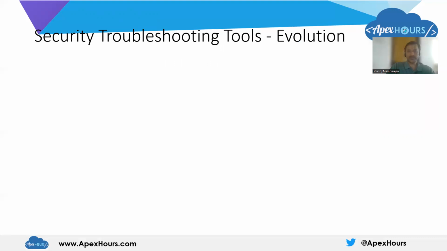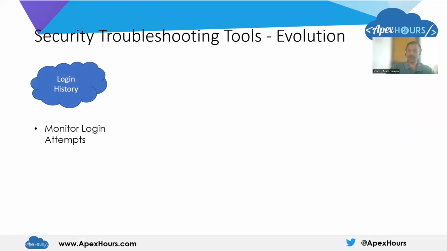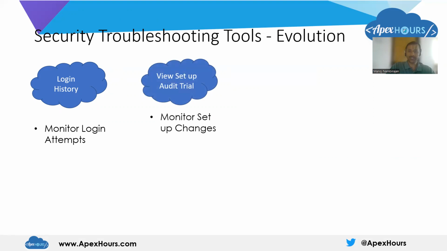So let's start with the troubleshooting tools. As we all know, login history is one of the security troubleshooting tools that admins mainly make use of, because it helps you to monitor login attempts. It will also help you to see which application a user has logged in through, which API version, which TLS version they are using, etc. So that's what you can monitor with the help of login history under the setup page. You also have view setup audit trail, which will help you to monitor the customizations as well as any setup changes that you have done in an org. So view setup audit trail is another troubleshooting tool that we have.